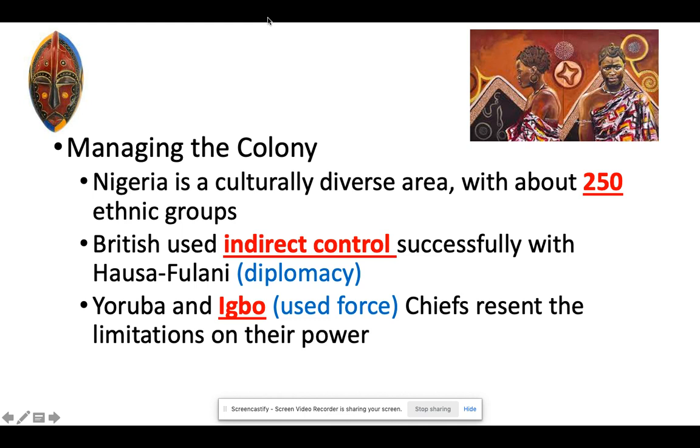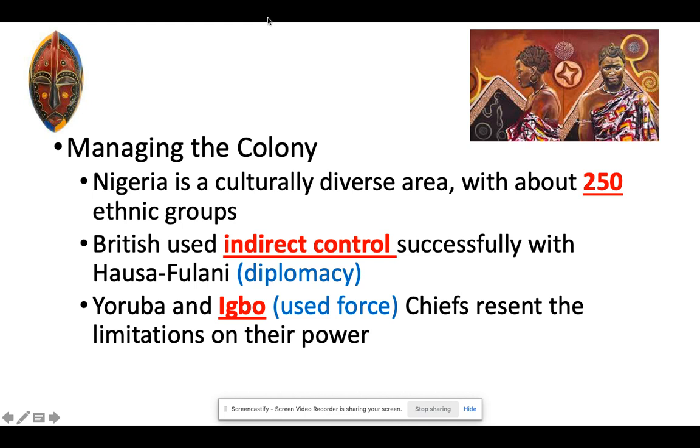So they do use indirect control successfully with the Fulani, but they also use diplomacy to come in because they had issues with a couple other tribes, and 2 happened to be the ones listed below. The Igbo people happened to be one of those groups where there were some issues. And this group, they're going to use force, which is going to find a lot of resentment by the chiefs because now their power is limited.